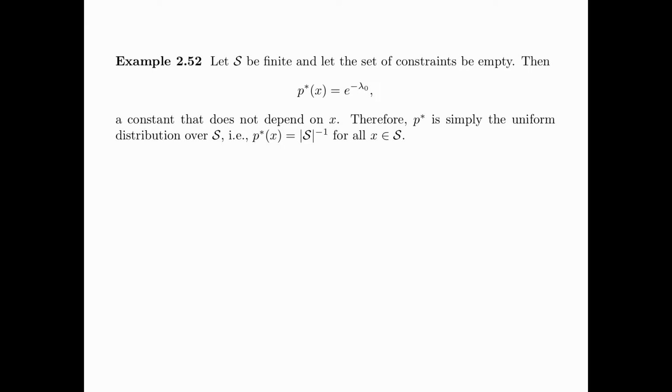Example 2.52 is an illustration of an application of theorem 2.50. Let S be finite and let the set of constraints be empty. Then p star of x is equal to e to the power minus lambda 0, which does not depend on x. Therefore, p star is simply the uniform distribution over S. That is, p star of x is equal to the reciprocal of the size of S for all x in S. This is consistent with our previous result that over a finite alphabet, the entropy is maximized by the uniform distribution.